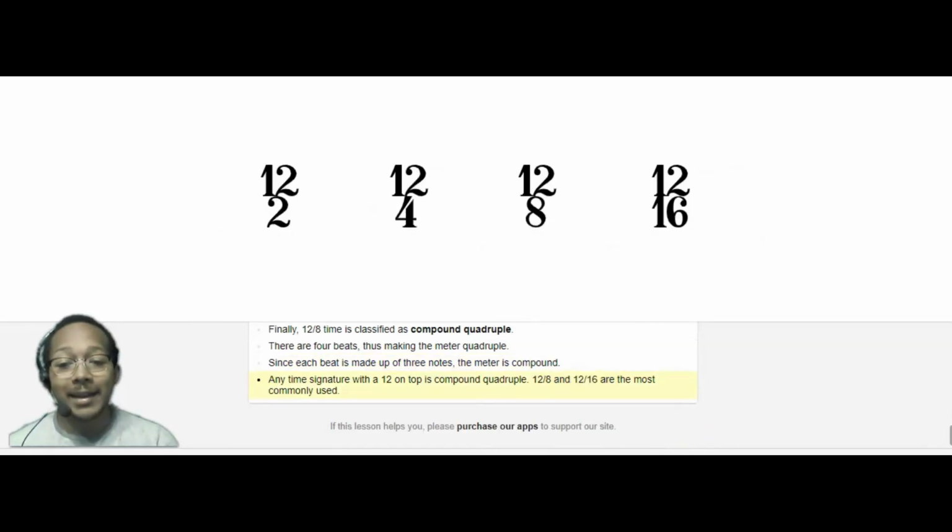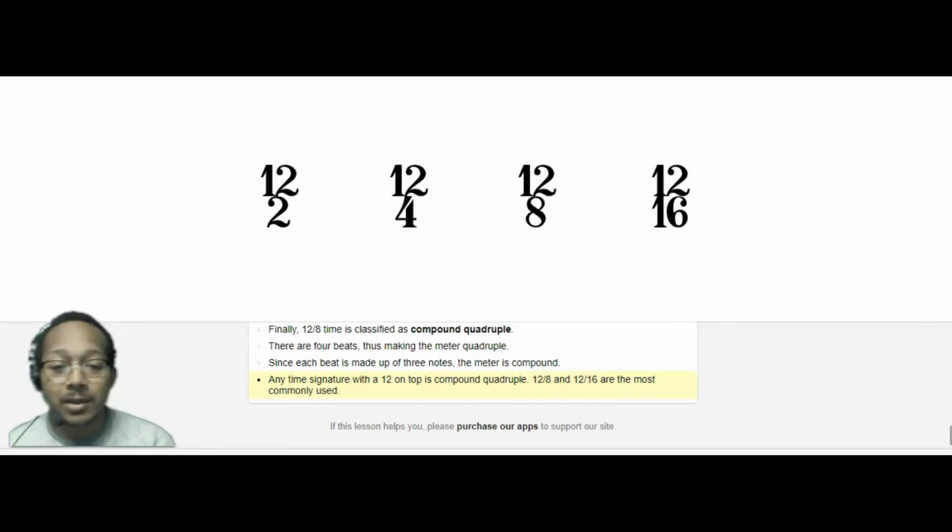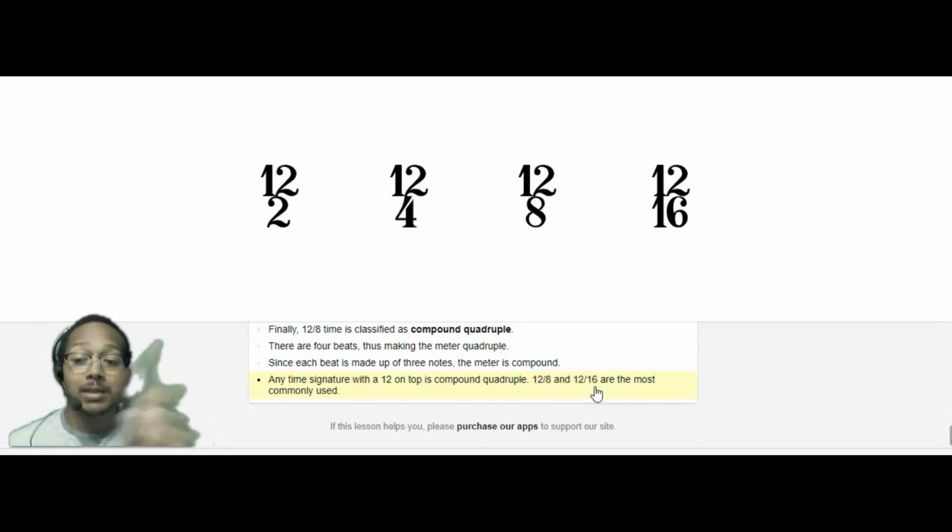And finally, any time signature that has a 12 on the top is going to be a compound quadruple. 12/8 and 12/16 are the most commonly used. And just looking here, that 16 means that the 16th note is going to be the note that gets 1 beat.